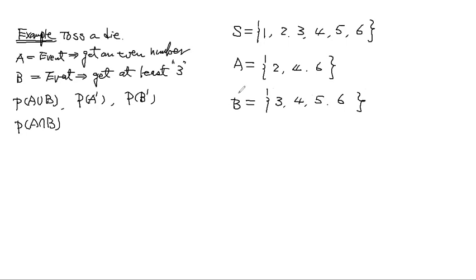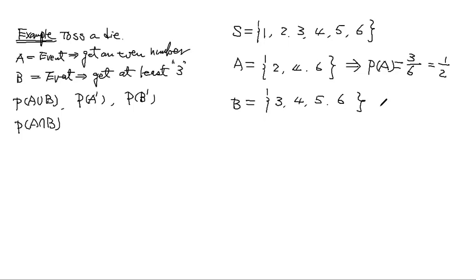Okay, so first things here. Because the total sample size is 6, let's take a look. What is the probability of A? The probability of A is 3 numbers over a total of 6, so the probability of A is 1/2. It's kind of common sense, right? To get an even number.